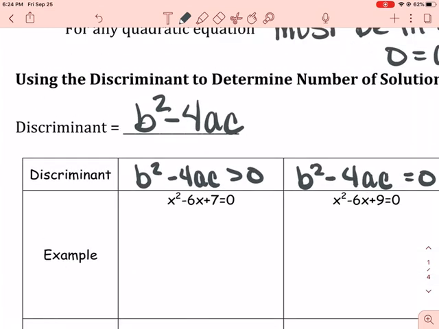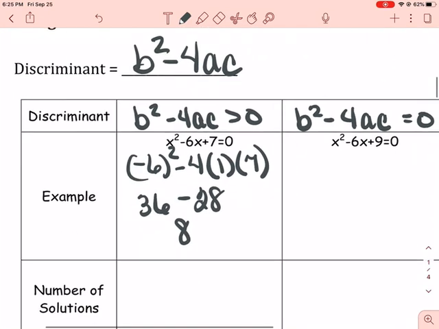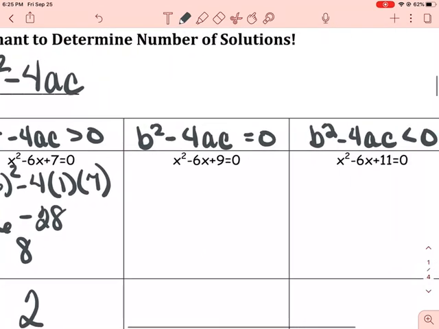So I'm going to take b squared, which would be negative 6, and I'm going to square that, minus 4. a is from the square term, so that's 1, and c is 7. And I'm going to do the computation here. 36 minus 28, okay, which gives me a positive 8, which means there's a positive number underneath the square root sign, which means there are going to be 2 distinct solutions.